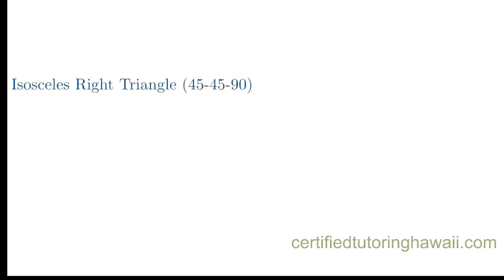We'll use an isosceles right triangle, also known as a 45-45-90 triangle. This triangle has two 45-degree angles, a 90-degree angle, and its two legs have equal length. By the Pythagorean theorem, a squared plus a squared equals c squared, which means 2a squared equals c squared. Solving for c, we find that the hypotenuse is a times the square root of 2. So, the side ratios are a, a, and a times the square root of 2. It's often easier to think of the ratio as 1, 1, and the square root of 2.